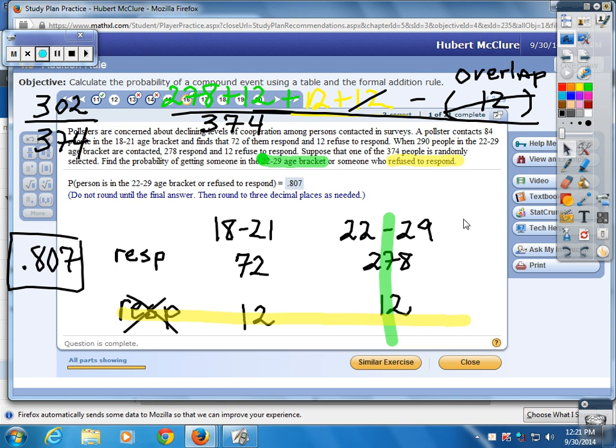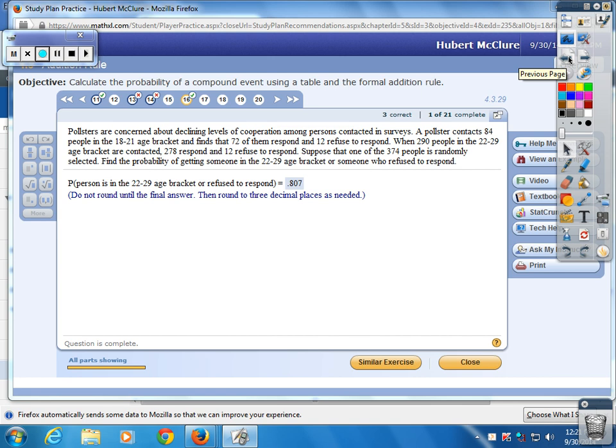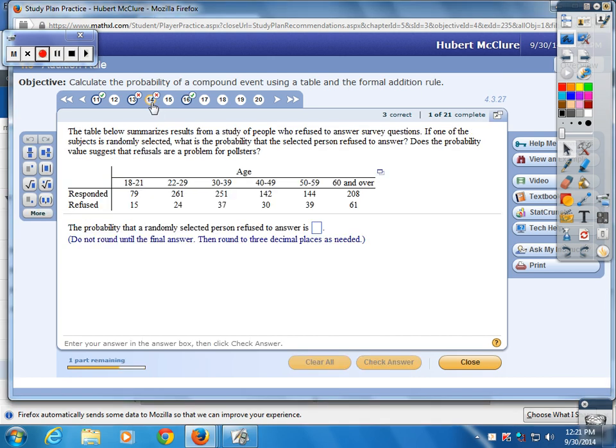In the previous problem, what if I asked you to find the probability of 18 to 21 or 40 to 49? Would there be an overlap? No. So you don't have to subtract. You just do the probability of these. That would be 94 and 172. And that'd be 94 plus 172 over however many the denominator is, 1291, whatever it was.